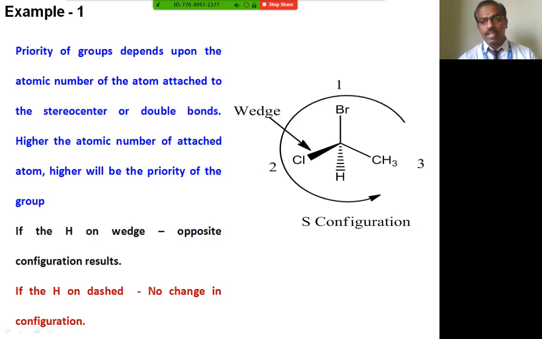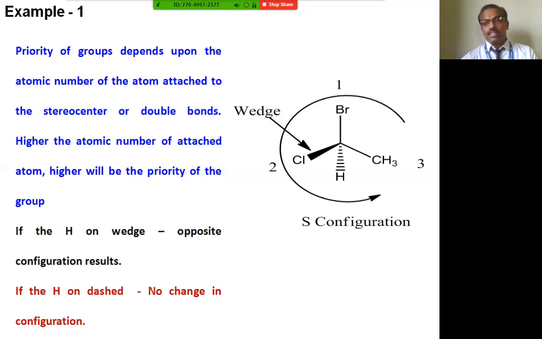Here, bromine carries 1, and then followed by chlorine, second atomic number, then carbon 6. Then hydrogen is last, 1. So 1, 2, 3. That means this is an anti-clockwise direction. If it is an anti-clockwise direction, you are going to represent S configuration. If it is in clockwise direction, you know how to represent. There is an R configuration. That basic point you know.